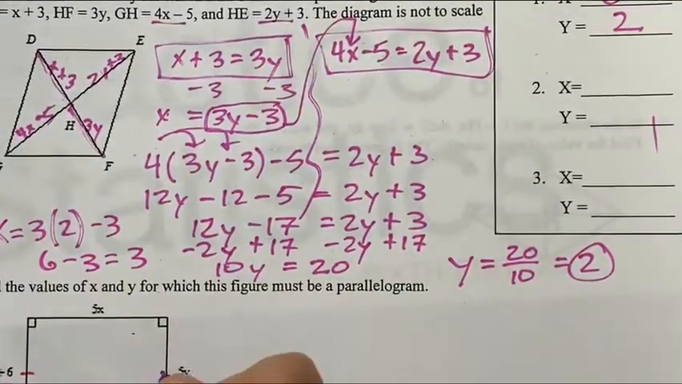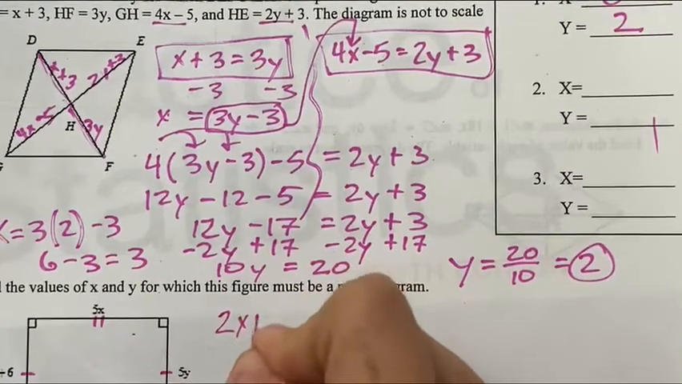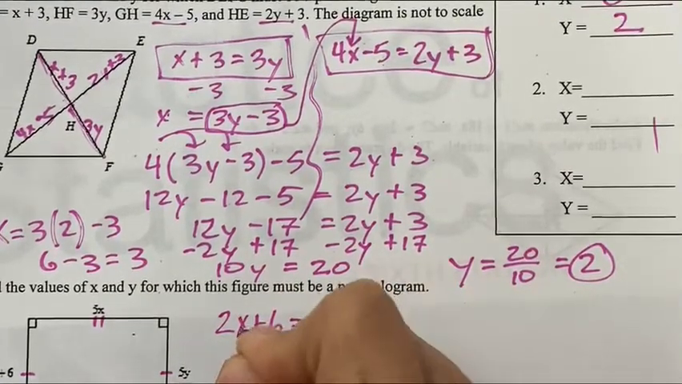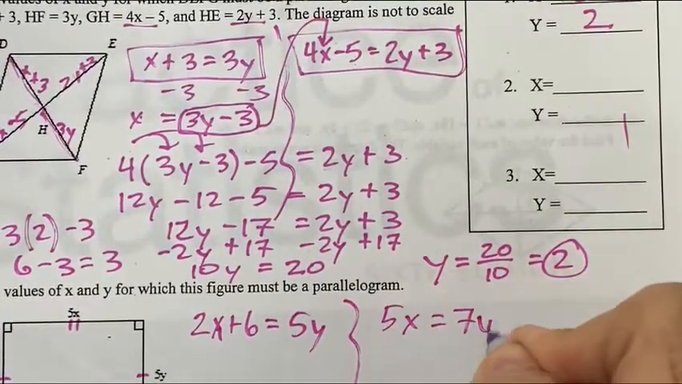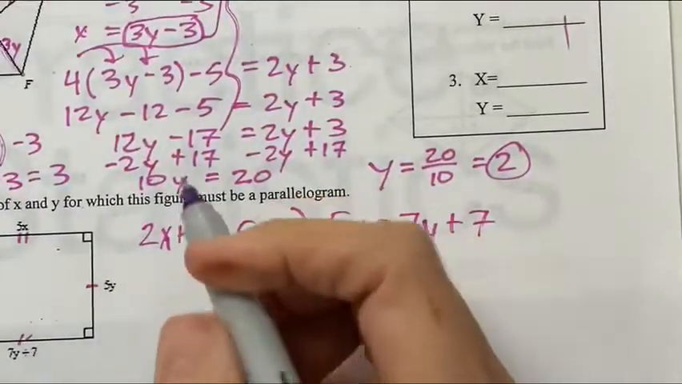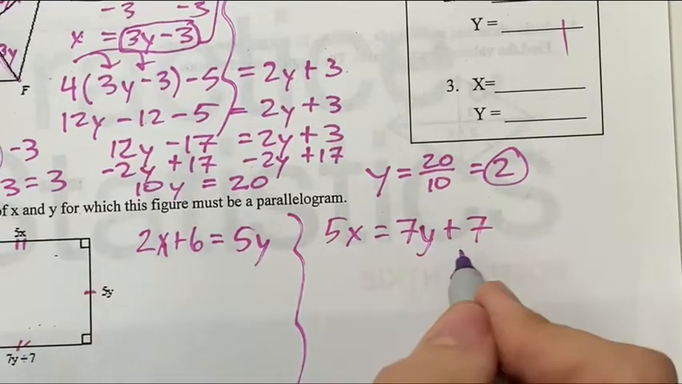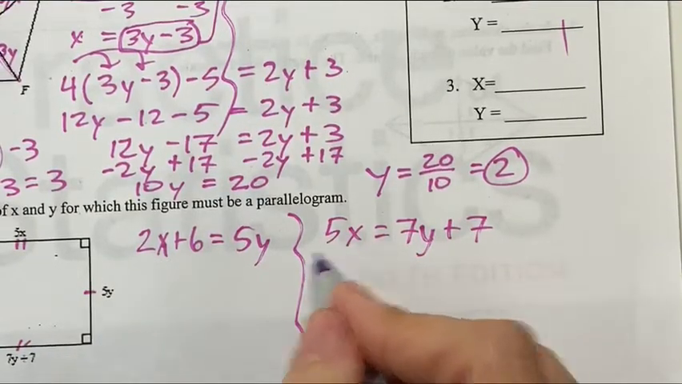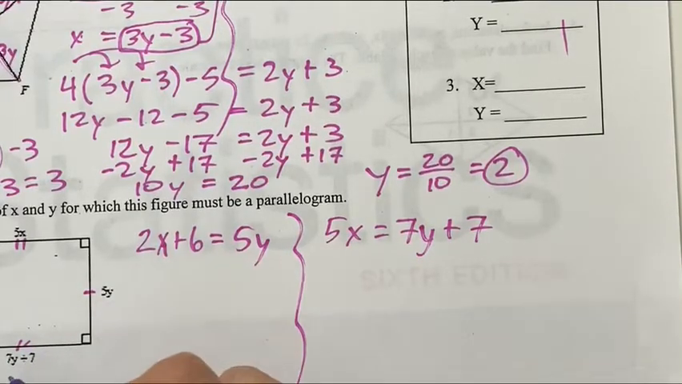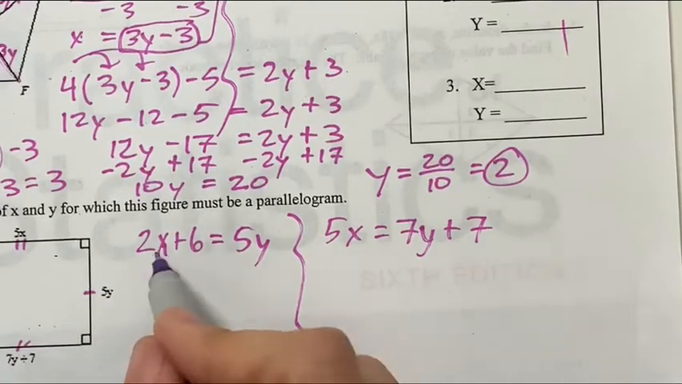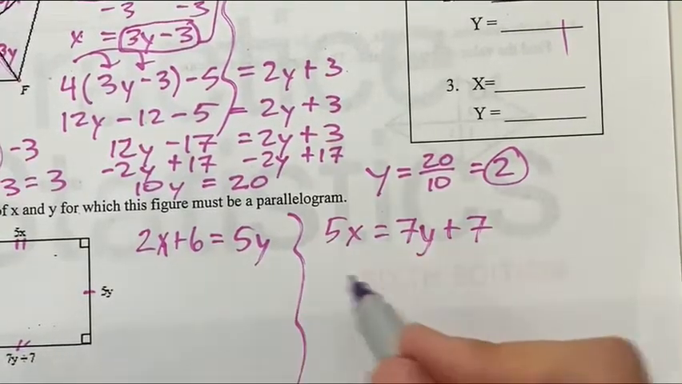Here, we know that rectangles' opposite sides are congruent. So hopefully you set this up that 2x plus 6 has to equal 5y and 5x has to equal 7y plus 7. Okay. So, oh, these are different. So there's a couple ways you can do this. You can actually figure out how to substitute, or you can use elimination. Okay, so I can't really get x and y by itself without turning these into decimals.